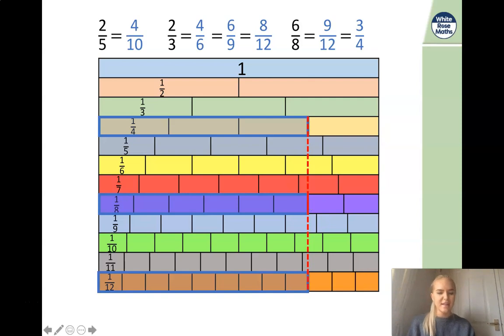Is it equivalent to any others? No, it's not, is it? Is it equivalent to my 11ths? No, it's not, is it? Why not? That's right, the line doesn't go straight through. It has to go straight through to be an equivalent fraction.